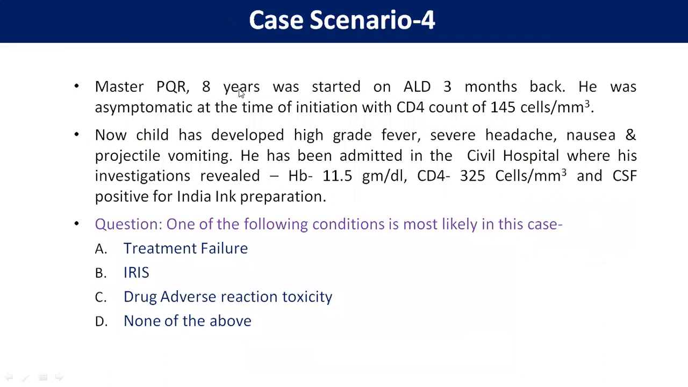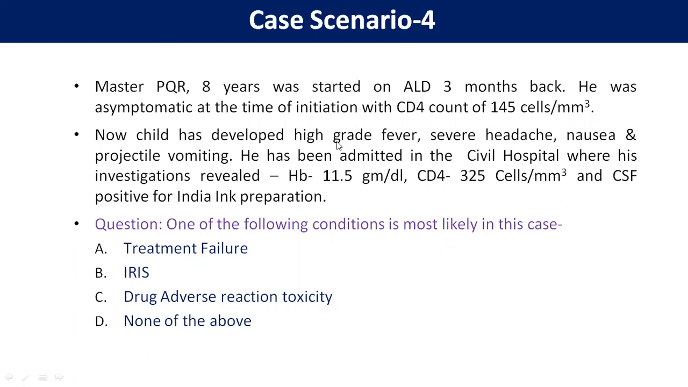So another case: Master, 8 years old, started ART 3 months back. That means he is more than 6 years and more than 20 kg. So, 8 years, on ART. He was asymptomatic at the time of initiation. CD4 was 144. Now the child has developed high-grade fever, severe headache, nausea, projectile vomiting. He has been admitted to a civil hospital where he was investigated. Hemoglobin 11.5, CD4 320, increased, and CSF positive for India ink.